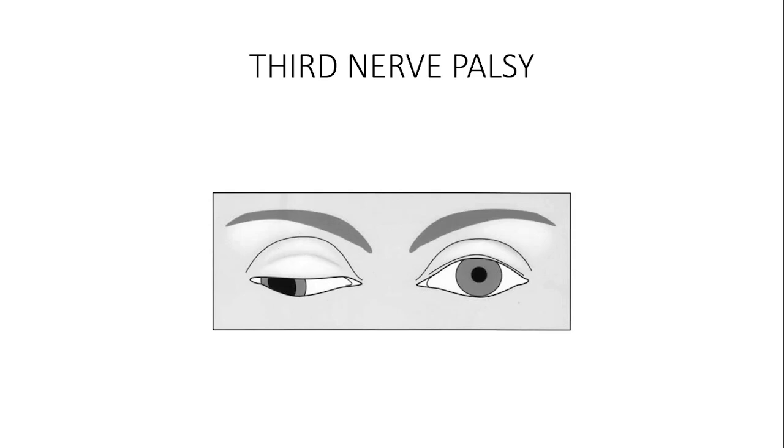Is the superior oblique muscle affected in third nerve palsy? No, because it is innervated by the trochlear or fourth cranial nerve. Is it affected in third cranial nerve palsy? No, because the trochlear nerve is not affected. And what is the function of the superior oblique muscle? The function of the superior oblique muscle is to pull the eyeball downwards and inwards.